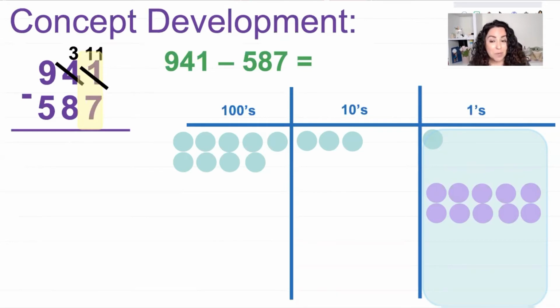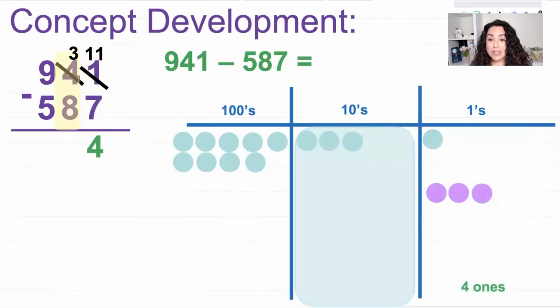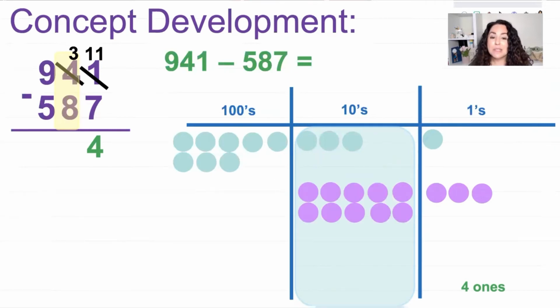Now do I have more on the top? More on the top, no need to stop. Let's subtract 7, and that leaves me with 4 ones. So let's go ahead and move on to our tens. I have 3 tens and I need to take away 8. Well, I can't do that without getting some from my hundreds. So more on the floor, then go next door and get 10 more. And there's my 10 tens.